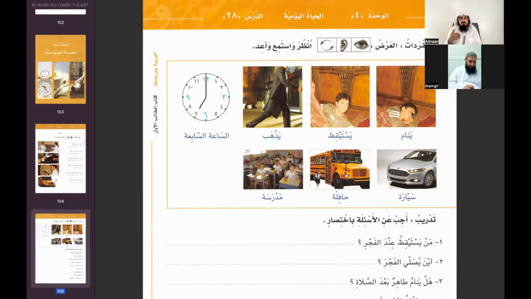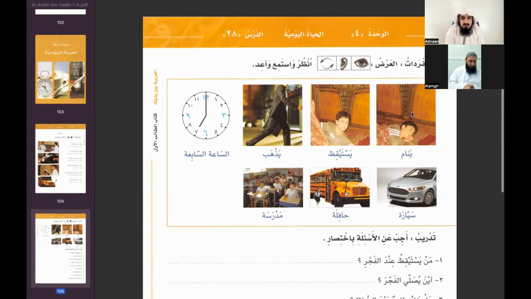If you have to say anamu, it means I'm sleeping. Astayqidhu means I'm getting up. Yadhhabu means he is going. As-sa'atu as-sabi'ah, 7 o'clock. Sayyarah is a car. Hafila, a bus. And generally they also use the word bas these days, with a sad. Then you've got madrasa, the school.